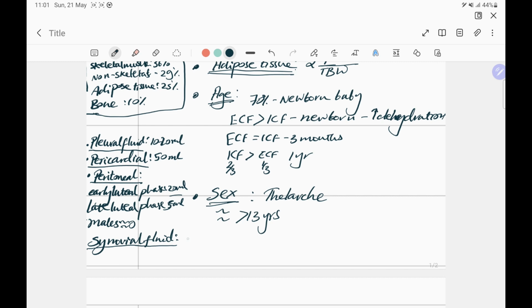This is around 1 ml for every joint that we have, and if we count all the joints that we have and the fluids that we have, all of these volumes add up to around 1 liter.